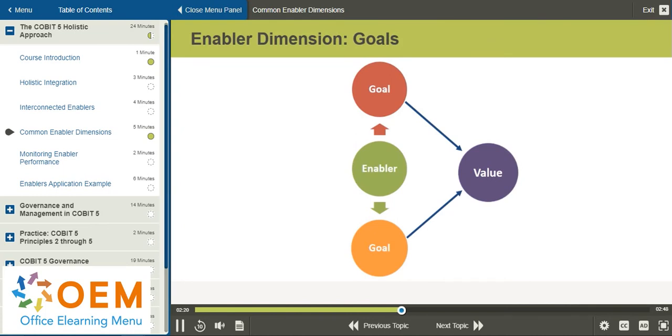The next enabler dimension are the goals themselves. Now, goals are achieved when we have our enablers that are successful. And if that is true, then we are providing value given that specific IT solution that supports a business process. So performance needs to be measured before we can determine if this is happening or not. So an example might be having compliance with external IT laws. Maybe that's a goal. And that would provide value to the enterprise when we are compliant with those laws.